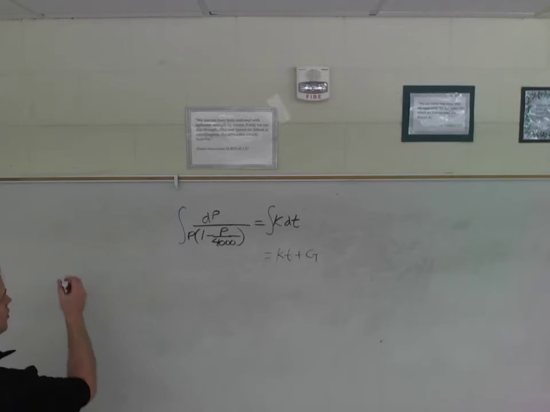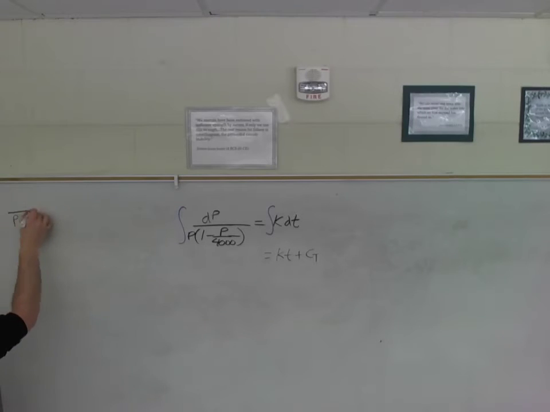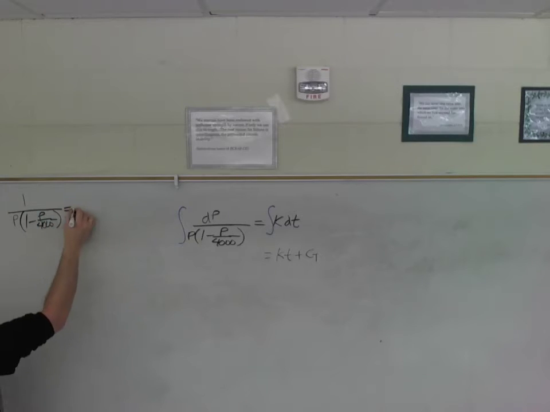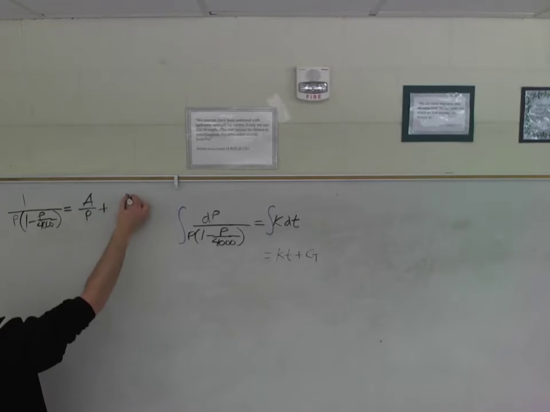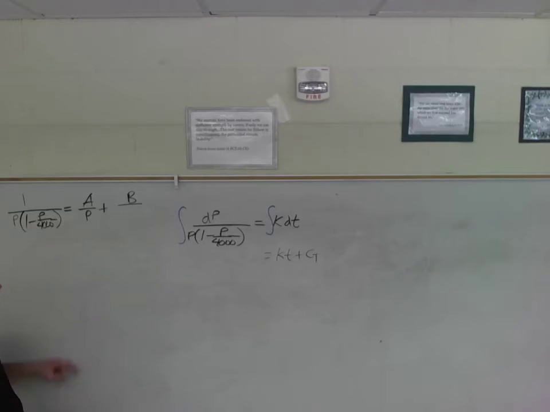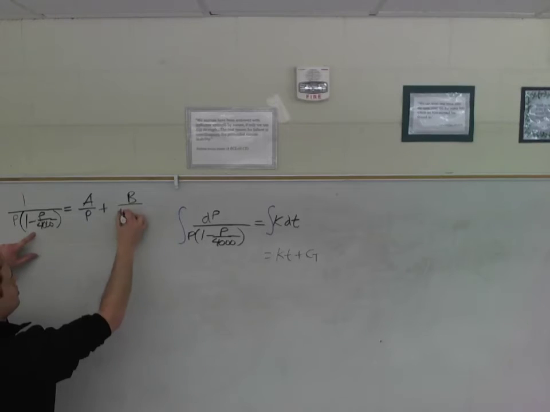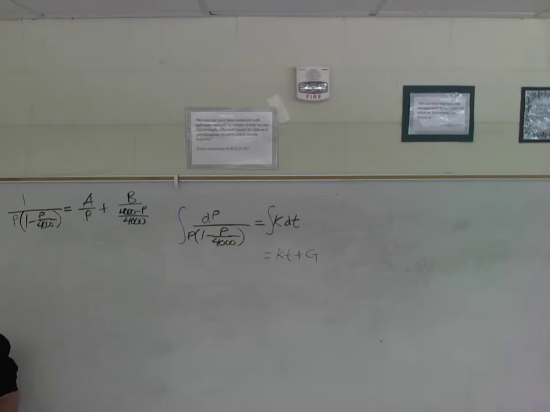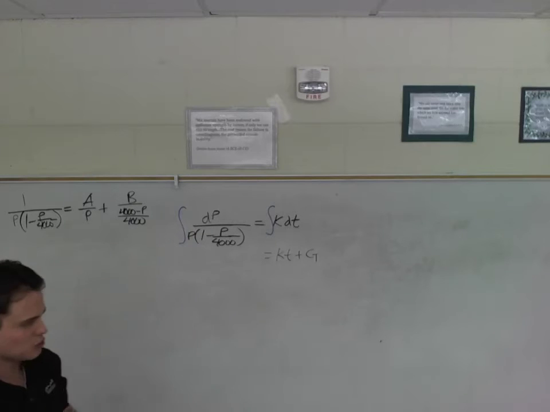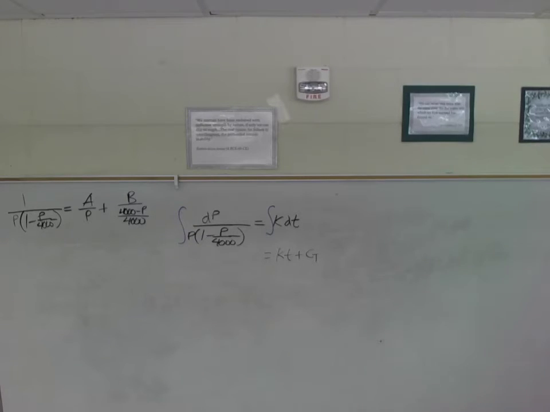Okay, so how are we going to do this? We've got 1 minus P over 4,000 equals A over P, plus B. These are both linear terms, right? And how did we make that a common denominator a second ago? We said it was 4,000 minus P. Ringing some bells? It's been too long. Okay, so what do we do next on partial fractions?